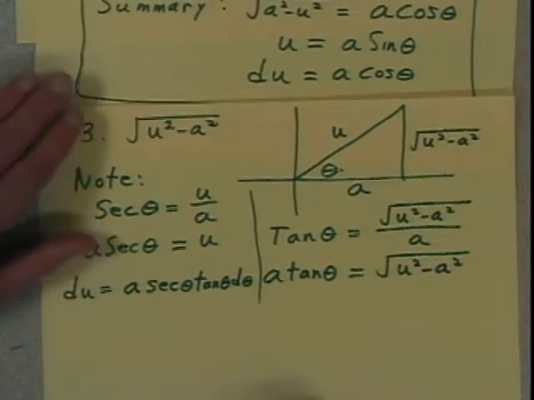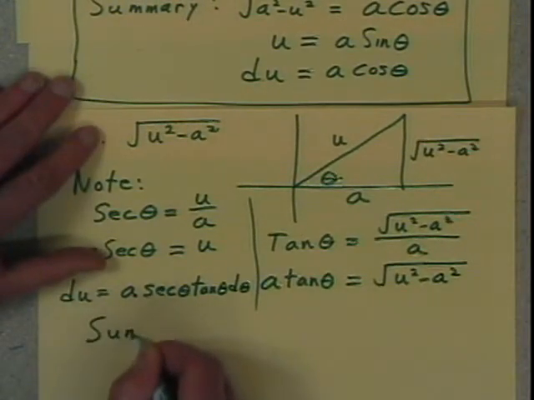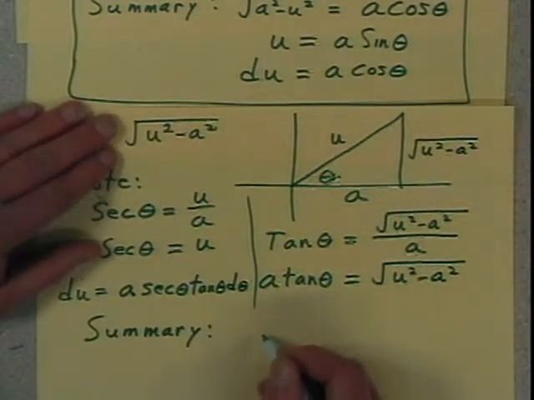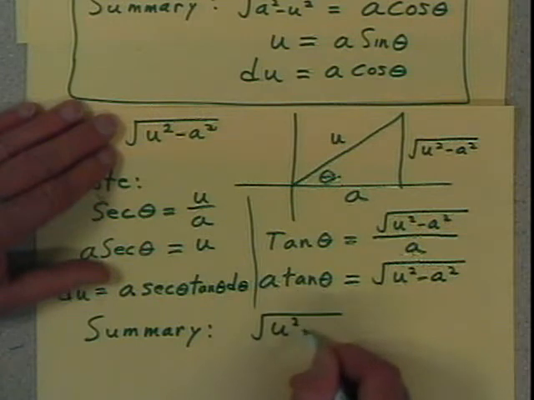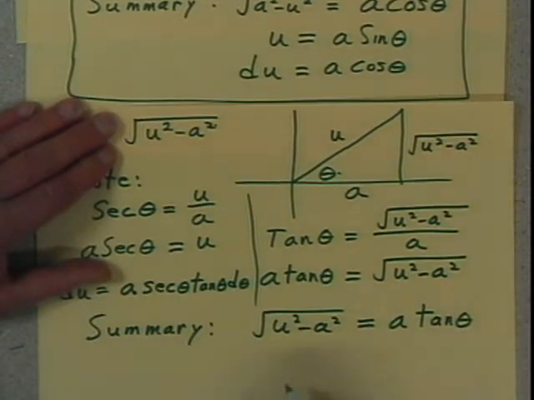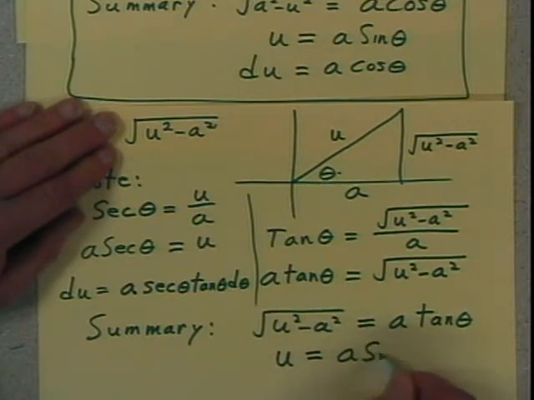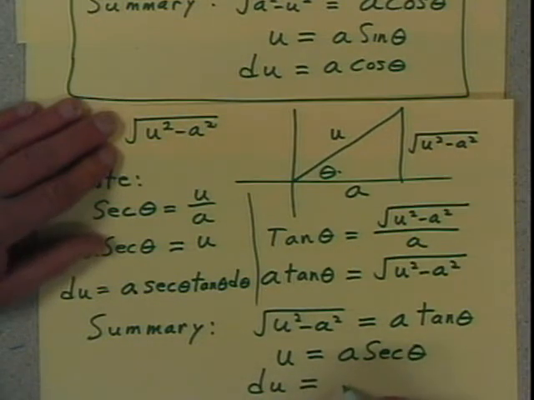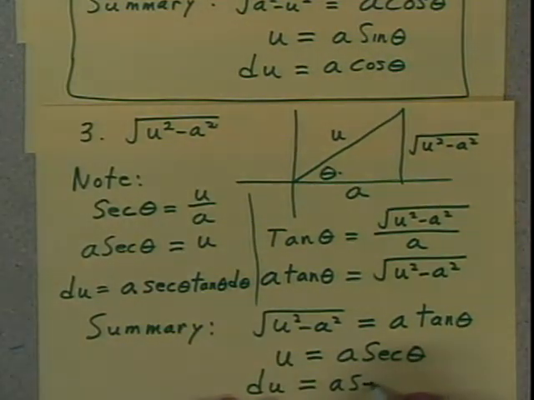Okay, just to make it easier to find these back, here's the summary of the last one. If you ever have a square root of u squared minus a squared, just replace it with a, whatever it is, times the tangent of theta. Any leftover u's that aren't under the radical get replaced with a secant theta. And any du's in the problem get replaced with a secant theta, tangent theta, d theta.